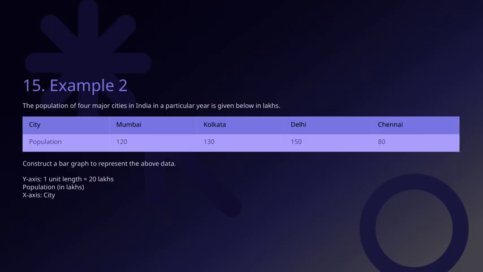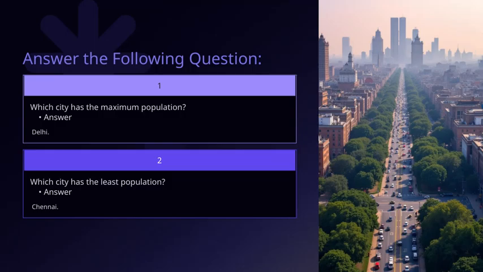They allow us to grasp large amounts of information quickly and can reveal patterns or trends that might not be immediately obvious from just looking at numbers. Let's take a moment to look at the population data for these cities. The question is, which city has the maximum population?